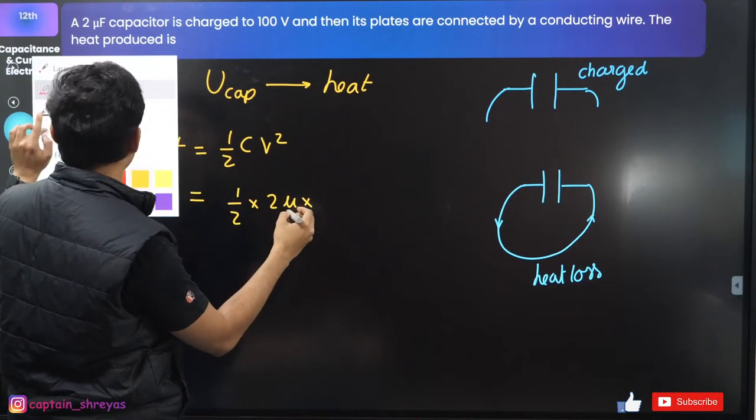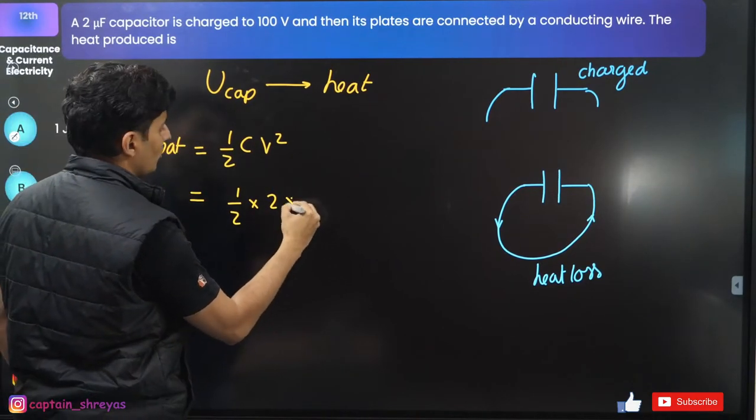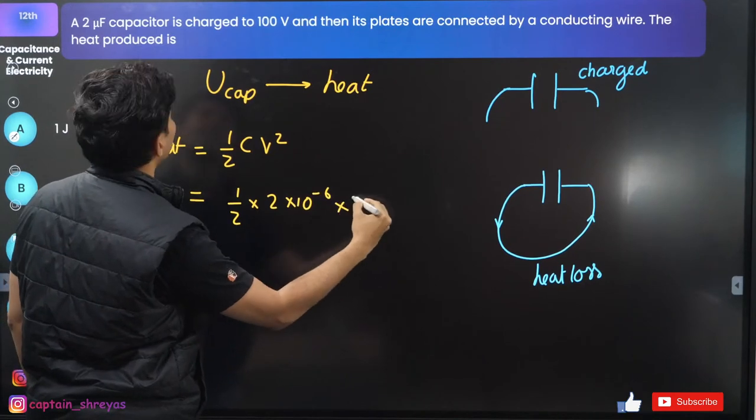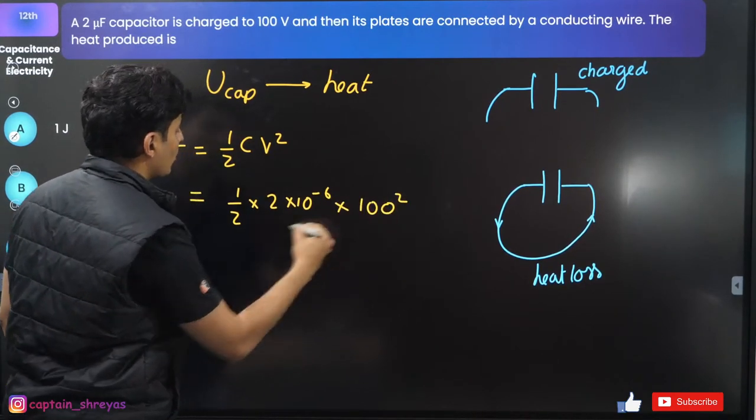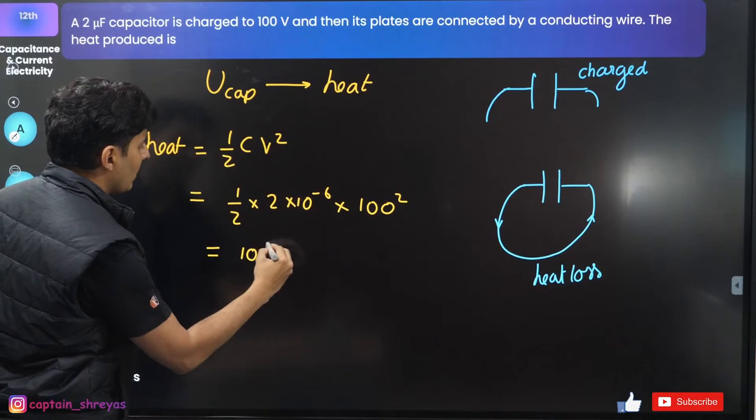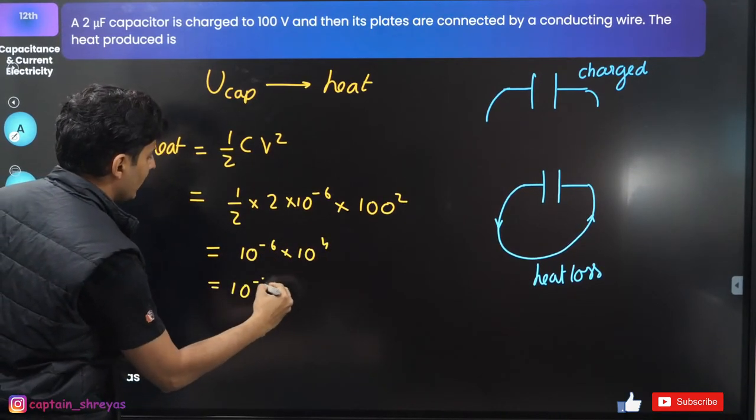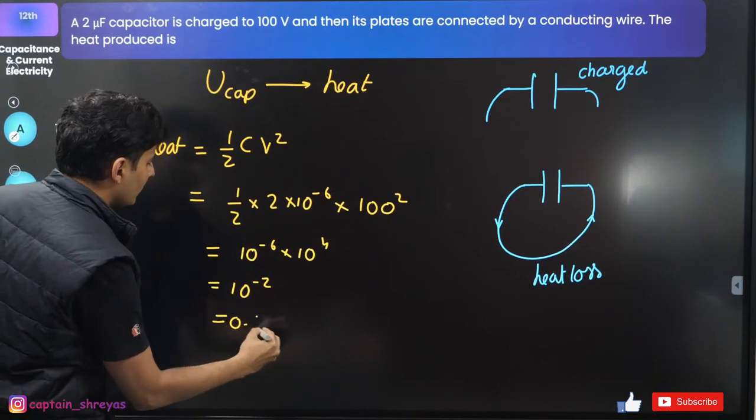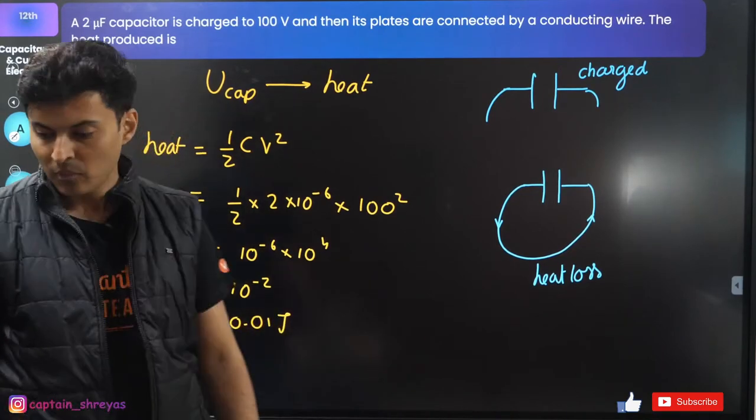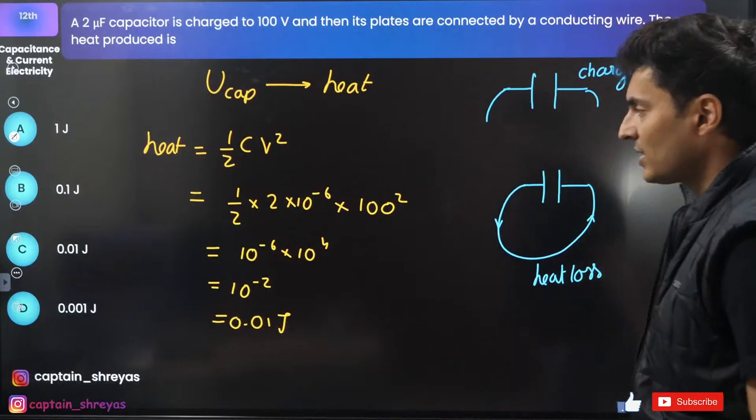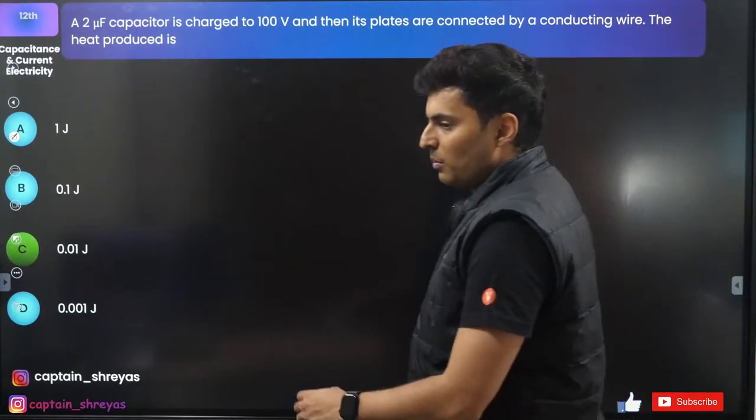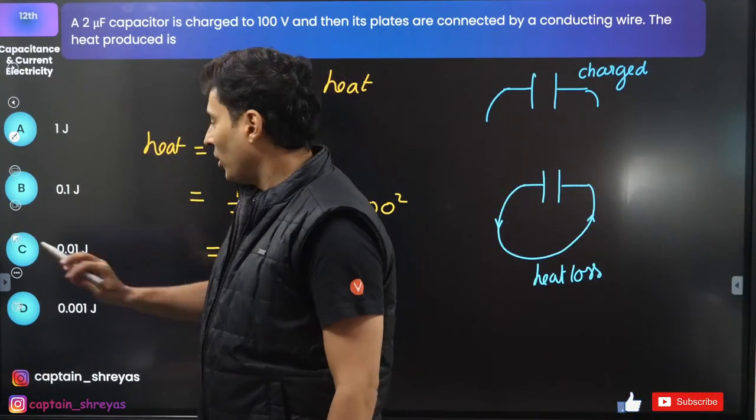Now, micro is 10 to the power minus 6. So I'm just going to put 10 to the power minus 6. Voltage is 100, so 100 square. 2 cancels. So 10 to the power minus 6 into 10 to the power 4. So this is going to be 10 to the power minus 2, which is 0.01 joules. Yes, option C. Perfect. That's the answer. 0.01 joules.